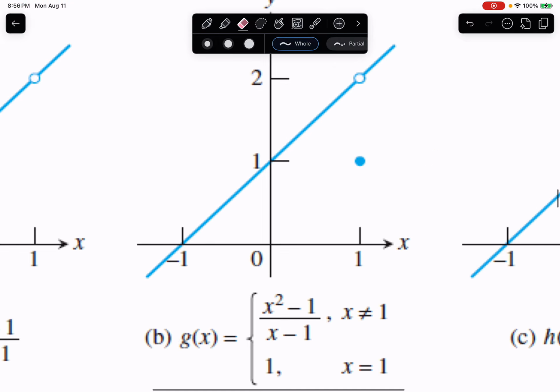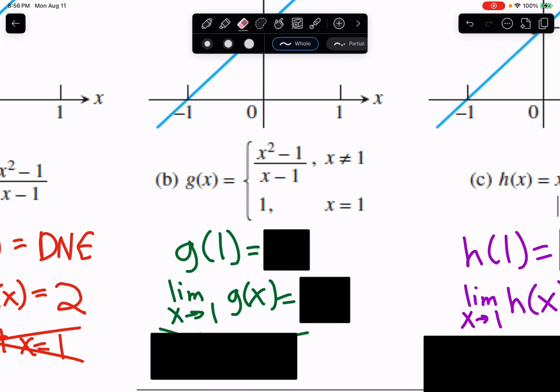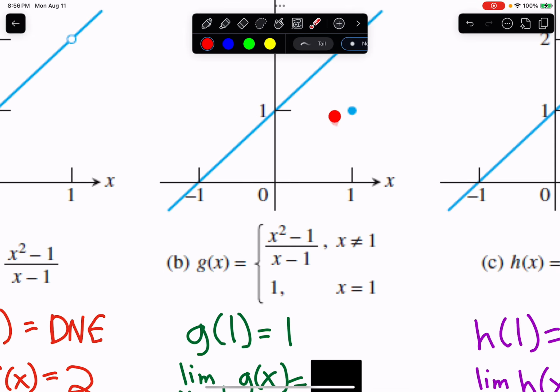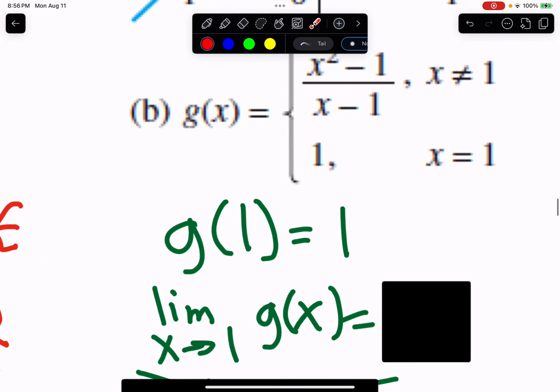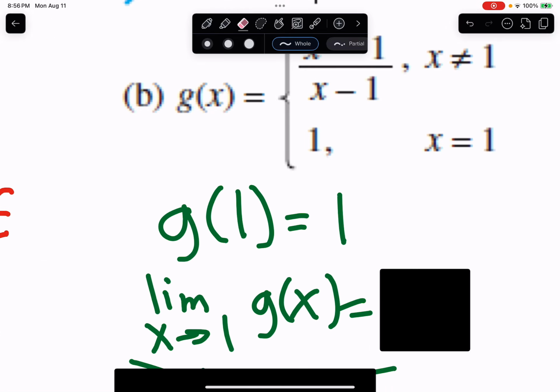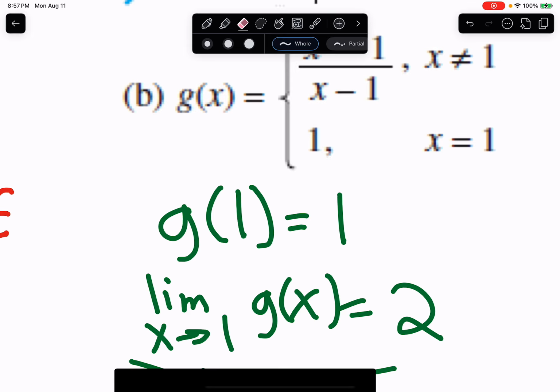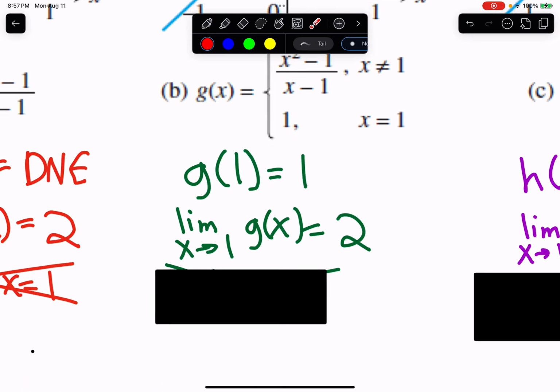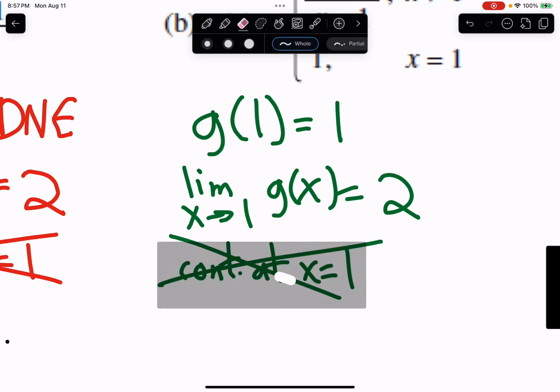Okay, let's look at g of x. G of x gives us this piecewise function, right? And so what does this have? G of 1 is 1, right? We can see this floating dot on the graph. Okay, what is the limit of g of x as x approaches 1? So again, if I trace the graph, I'm tracing towards 2 again, right? So trace from the left. I don't jump down, right? The y coordinates are all getting closer to 2. Same thing from the right. They're all getting closer to 2. This floating dot doesn't matter. And so again, we do not have continuity at x equals 1, right?